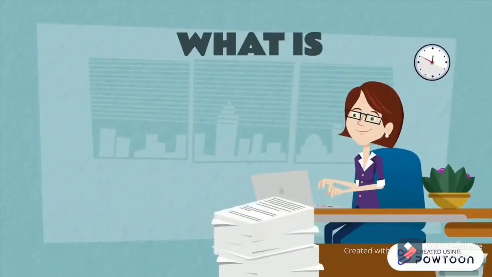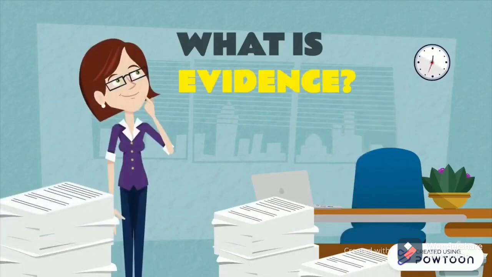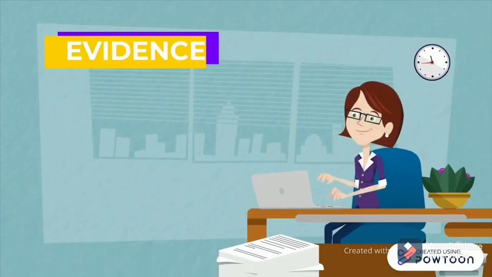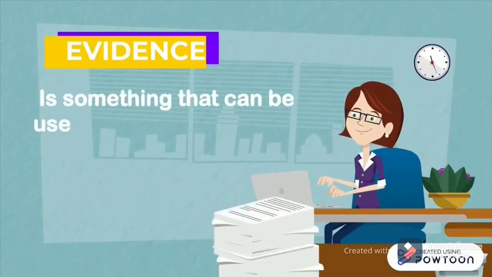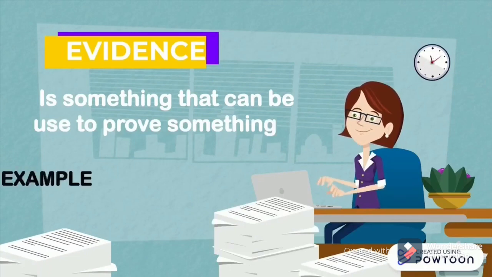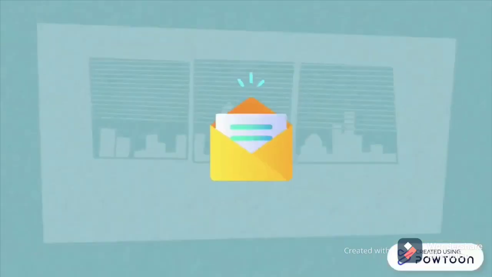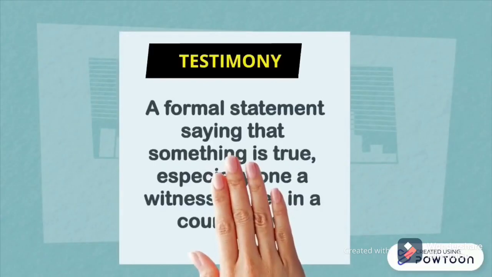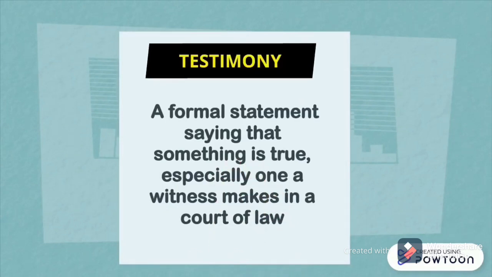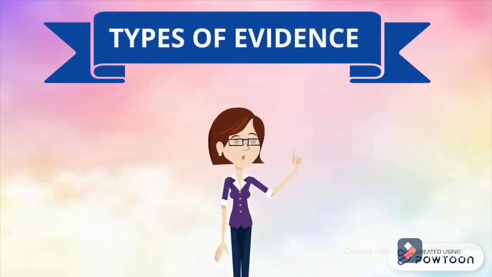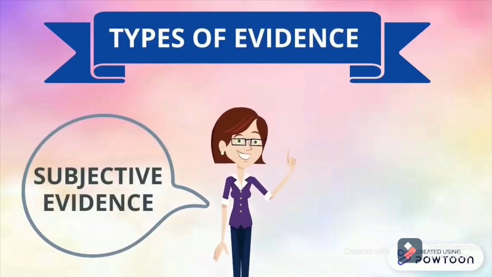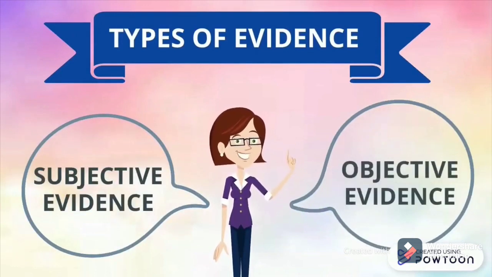Do you know what is evidence? Evidence is something that can be used to prove something. For example, testimony. Testimony means a formal statement saying that something is true, especially when a witness makes it in a court of law. There are two types of evidence, which are subjective evidence and objective evidence.